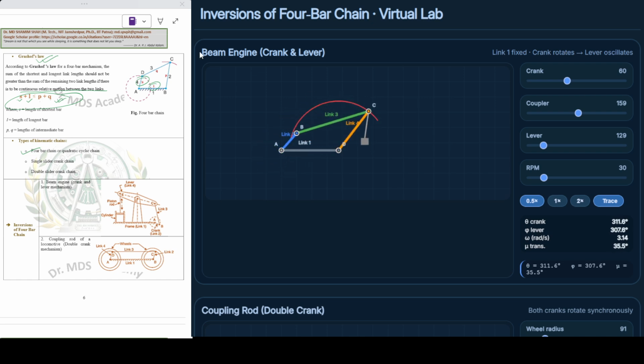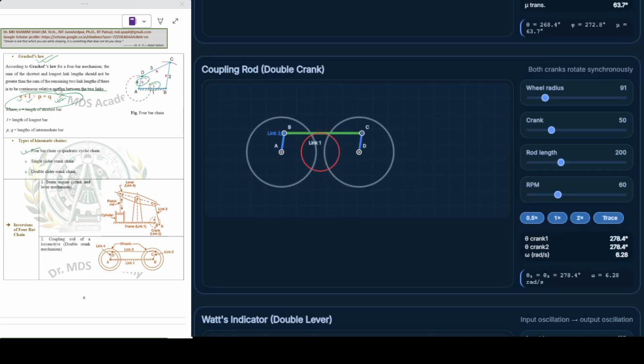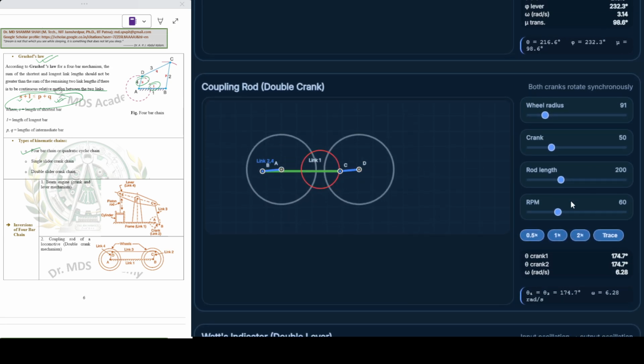Okay, this was for the beam engine crank. This is how the red one is showing the construction line made by the mechanism. Now let's see the other one, the coupler. Okay, rpm we are setting.